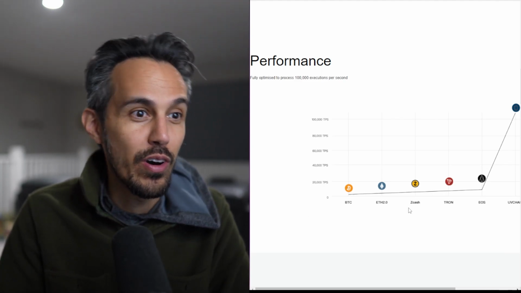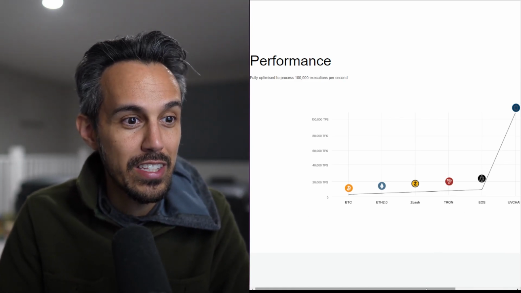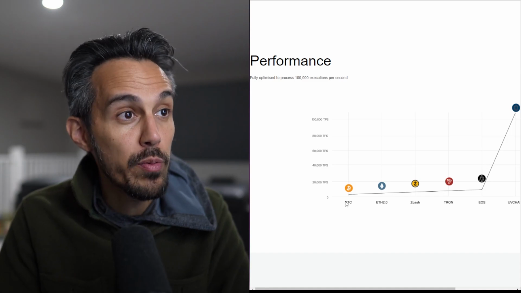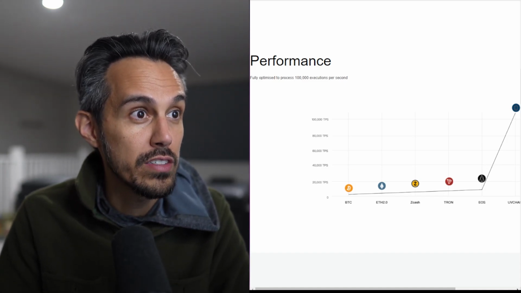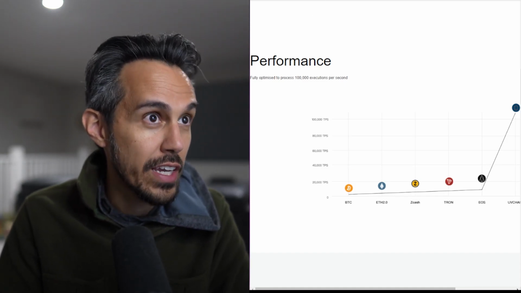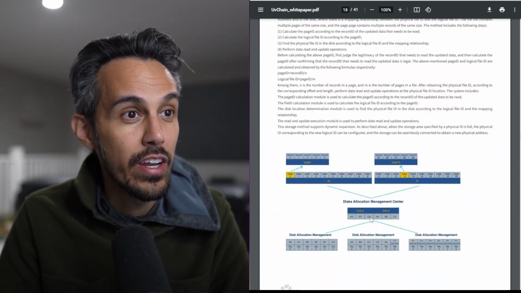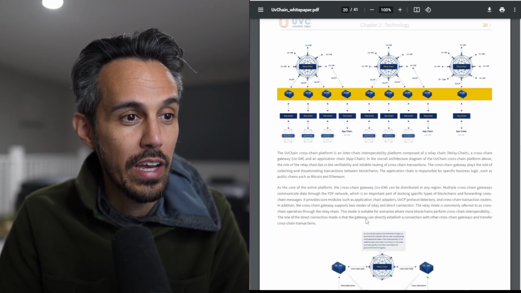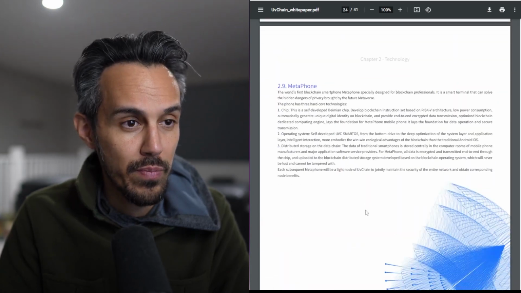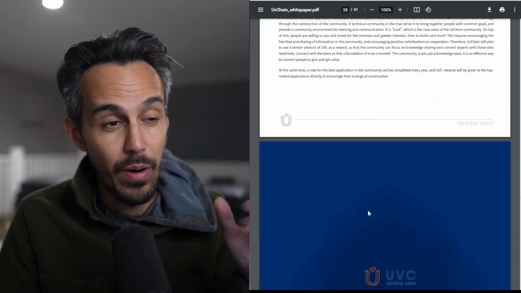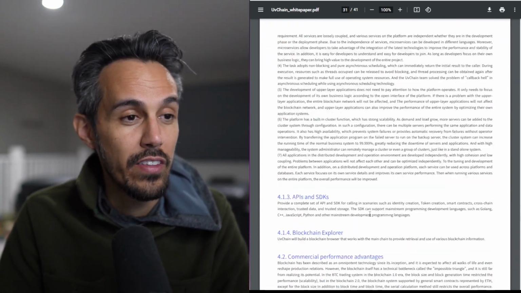Obviously Bitcoin, Ethereum, Tron, and this is kind of where they are. They say it's fully optimized to process 100,000 executions per second. So that's really cool. They even have another one, somewhere down here, comparing this and some of the other ones. This is a comparison chart.